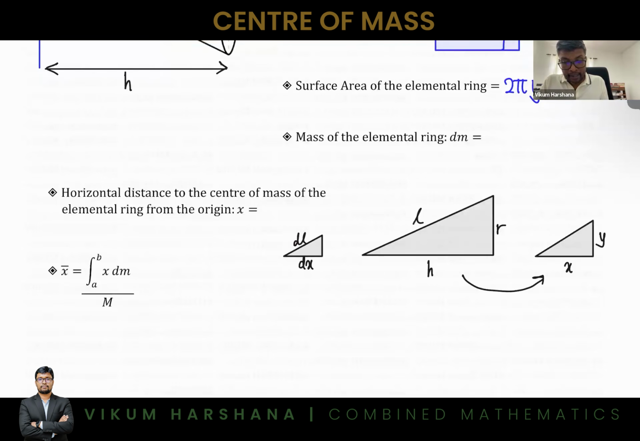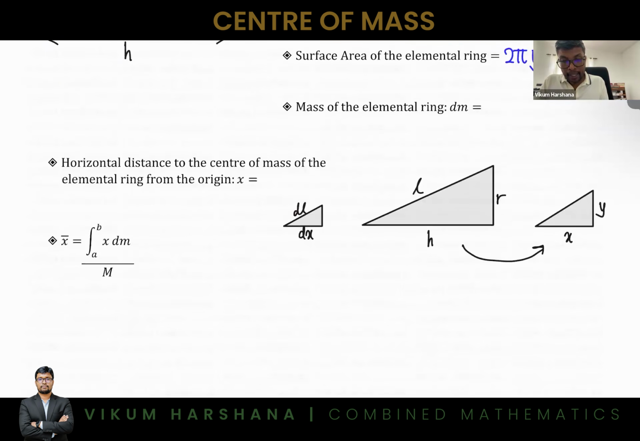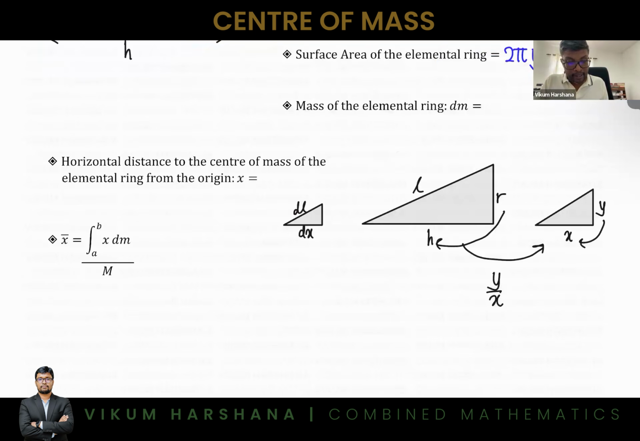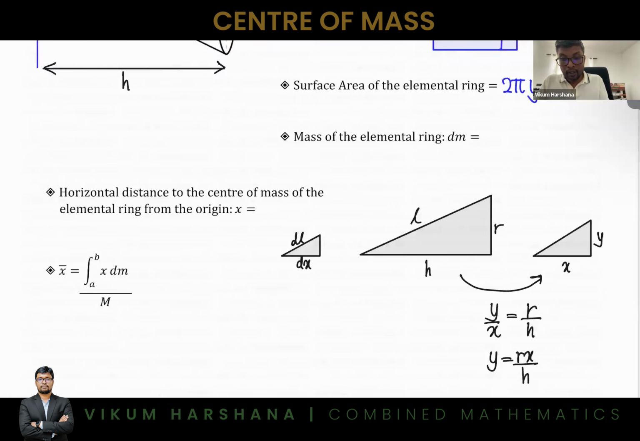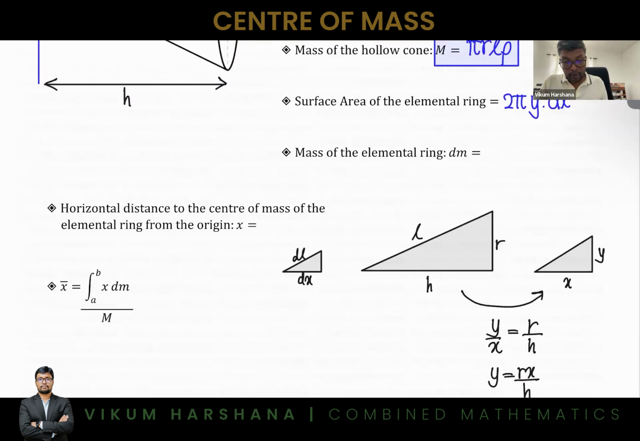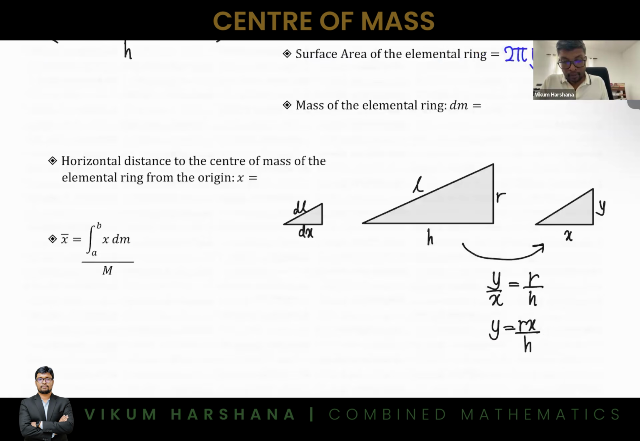So y over x can be written as r over h. That's the similar shape theories, right? So y over x is r over h. So y equals rx over h. So done. We know what y is now. Okay, let's keep it for later.